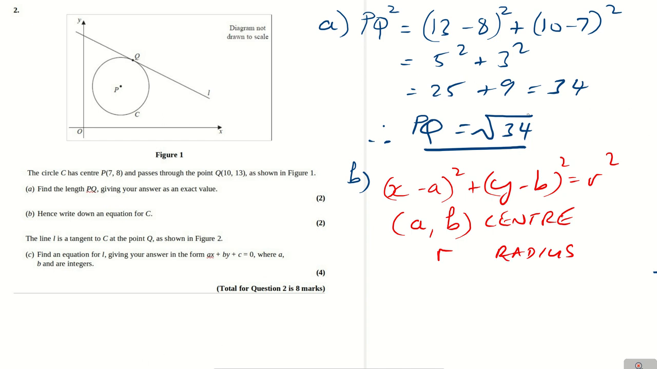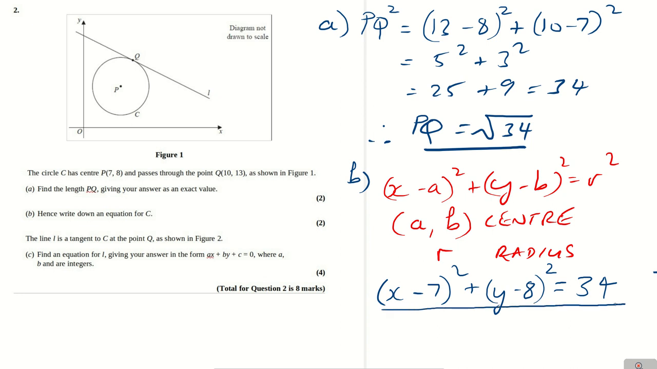Right, now we've got the radius, we know the radius is root 34, so we know that our equation is going to end up with root 34 squared or just 34. But we also know the centre of the circle is at P, which is the point 7, 8. So we can just write it in, x minus 7 squared plus y minus 8 squared. And there we have it. That's the equation of the circle.